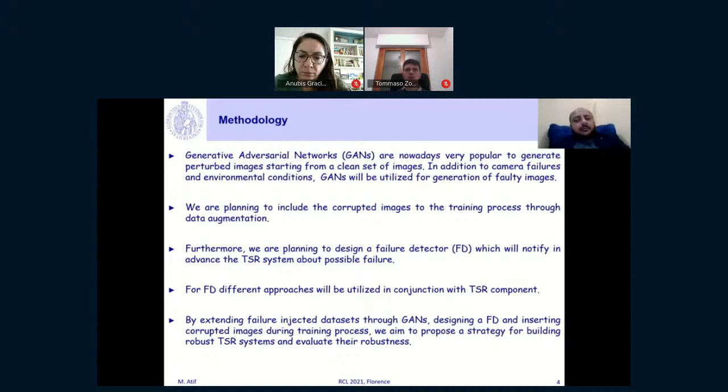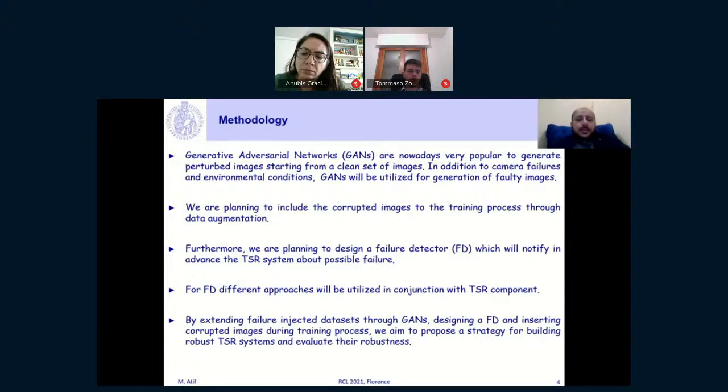Generative adversarial networks are nowadays very popular to generate perturbed images, starting from a clean set of images, in addition to camera failures and environmental conditions. GAN will also be utilized for generation of faulty images, and we are planning to include corrupted images in the training process through data augmentation.